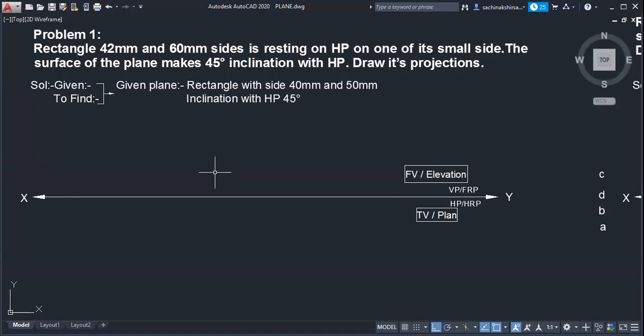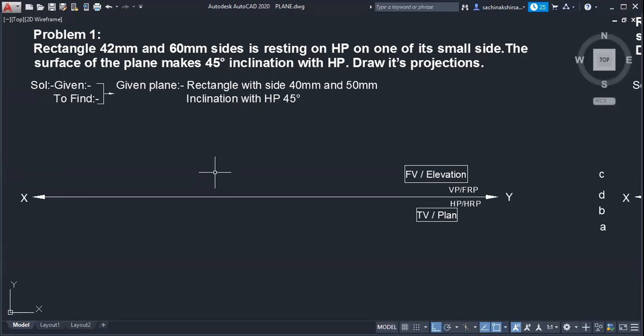As I discussed, there are two types of problems. One is a two-stage problem, where only two steps will be there, and another is a three-stage problem, where three steps are there to complete the problem. So the name of our chapter, projection of plane: different planes we have seen. Projection means to draw the views, mainly front view and top view, if inclinations are given.